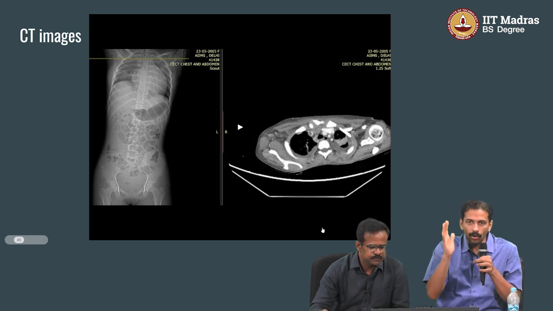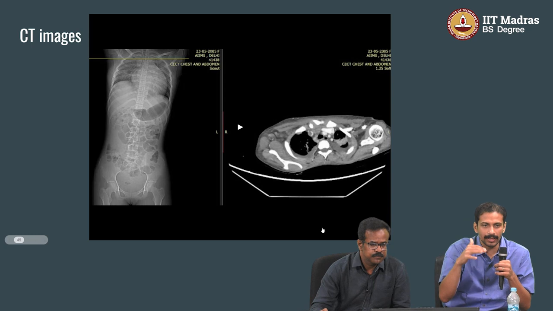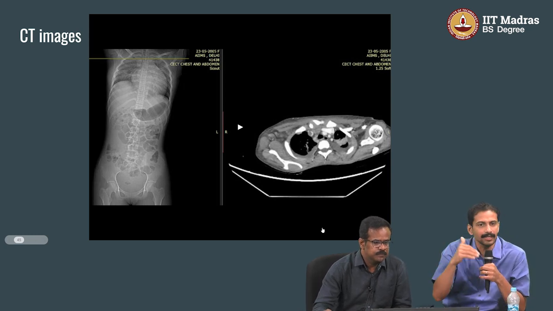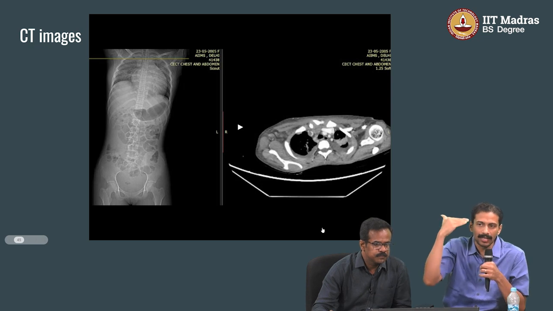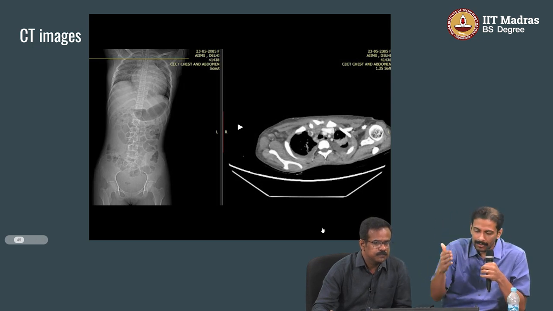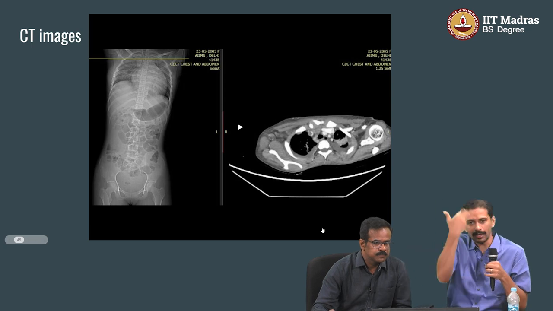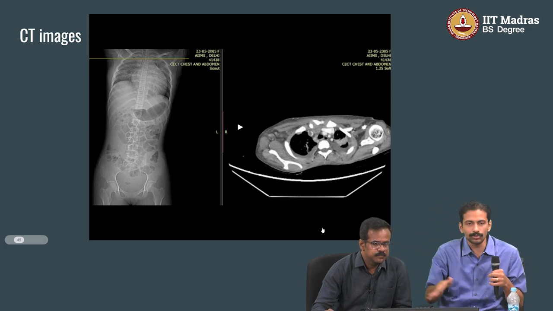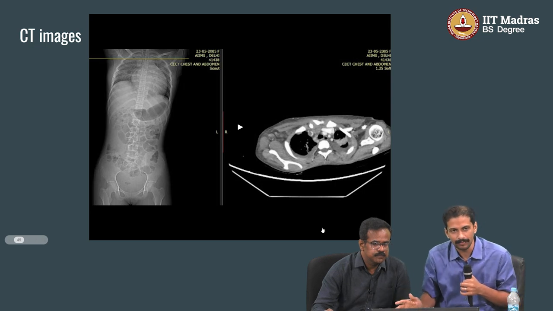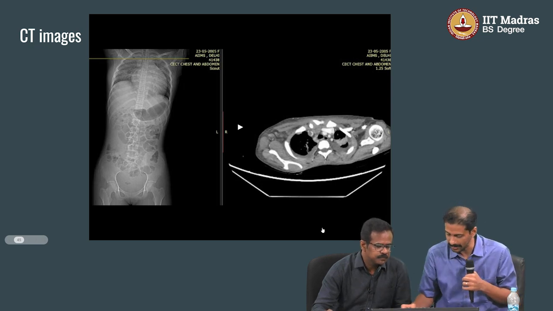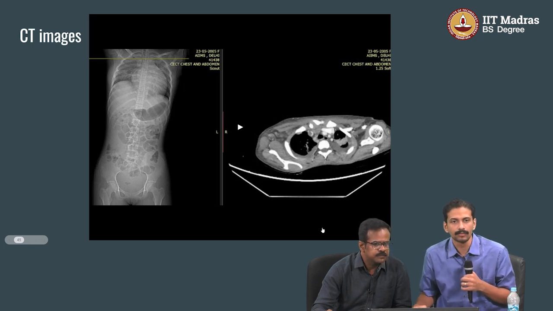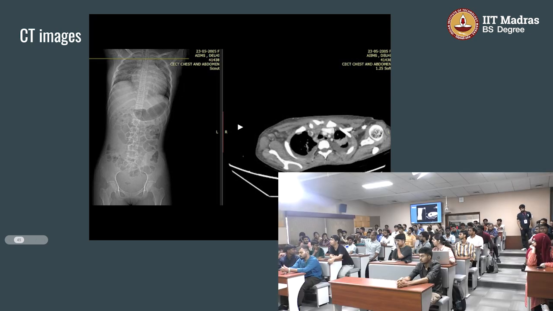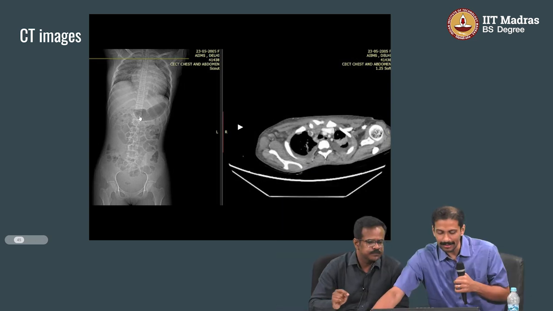Once you acquire the entire volume, you can reconstruct in any plane you want. Generally, we cut it in this section. That's the traditional way we do it. But we can cut it in that direction also. We can cut in this direction also, curved also. Everything is possible, because it's all volume-based reconstruction. So this is the best example to show that.